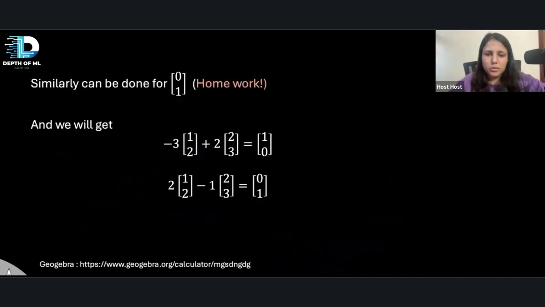Fine. So now I can represent this. You can do a similar thing for (0, 1) as well, and you will find these are the values that you'll get: minus 3 times (1, 2) plus 2 times (2, 3) is the special vector (1, 0). And 2 times (1, 2) minus 1 times (2, 3) gives you the special vector (0, 1), right? So if you don't believe the algebra that we just did, we can visualize this as well.